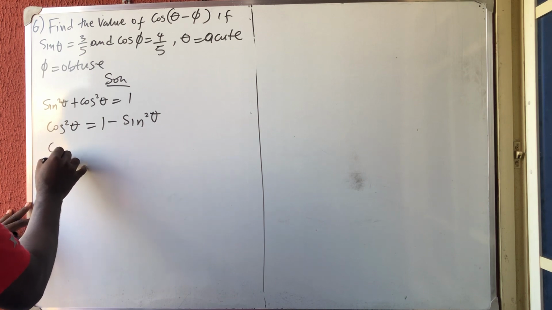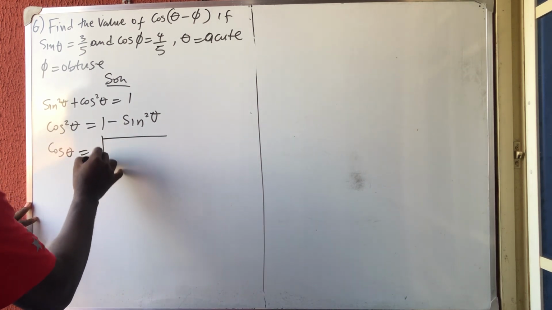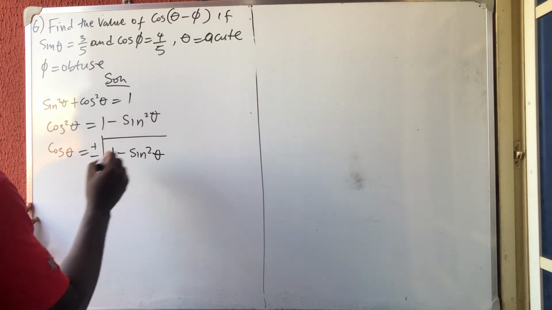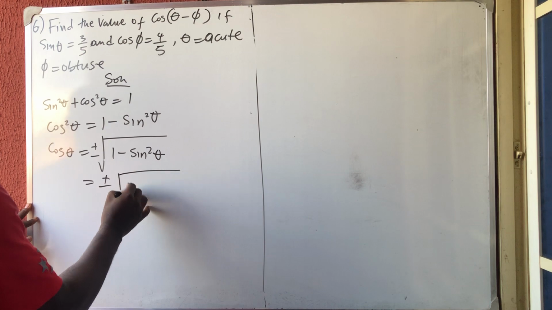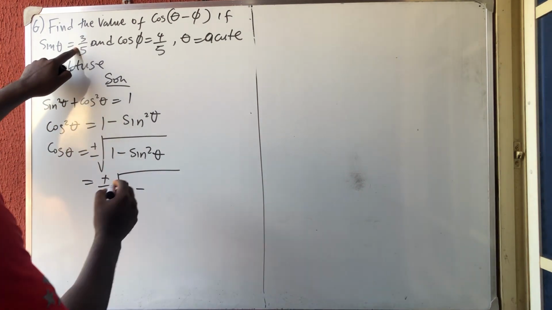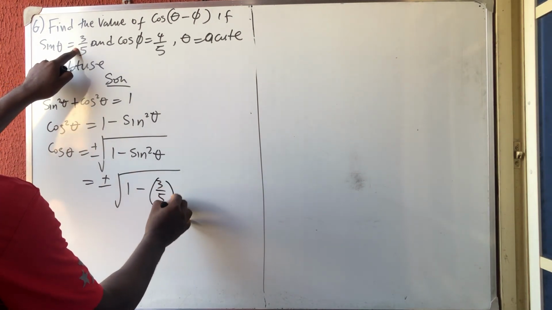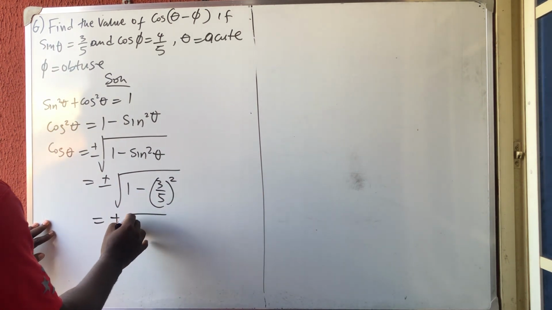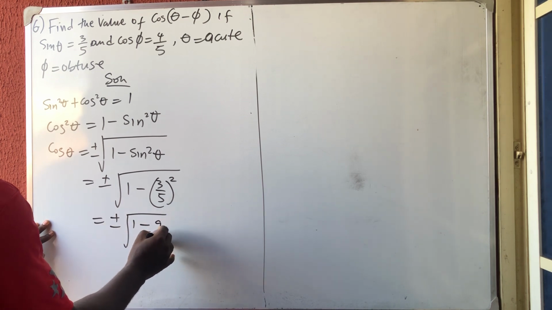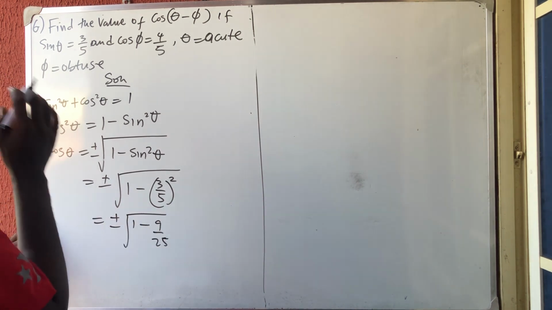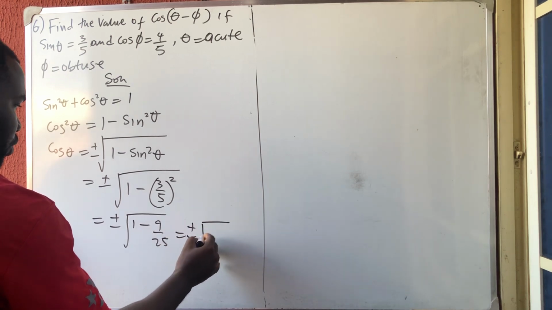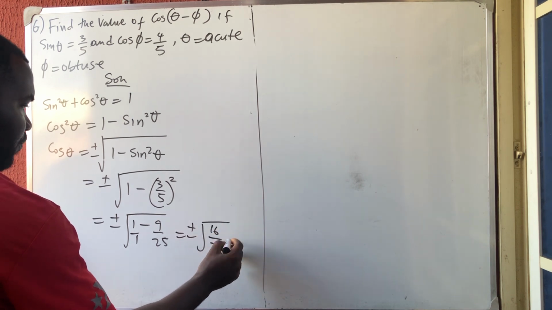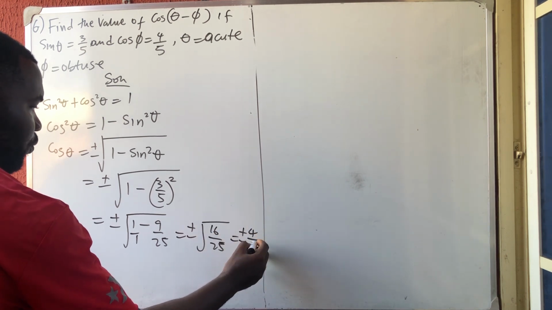So therefore cos theta itself will now be the square root, plus or minus, of 1 minus sine squared theta. Which is plus or minus the square root of 1 minus, they've given me sine theta to be 3/5, all squared. So you are going to have plus or minus the square root of 1 minus 9/25, which will give me plus or minus the square root of 25 minus 9, which will give me 16/25, which is plus or minus 4/5.